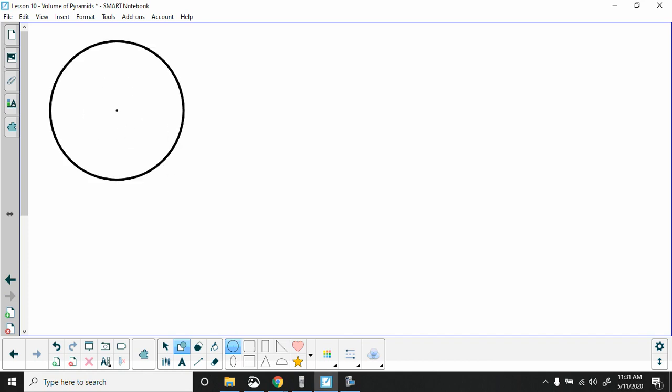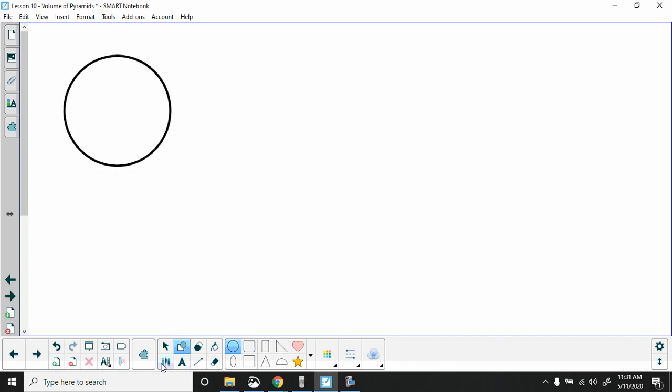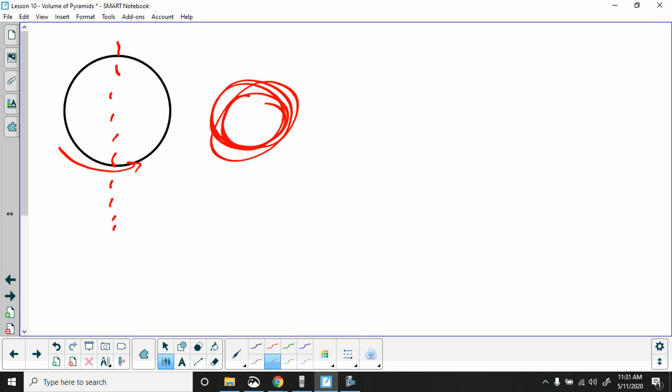Let's say we had a circle, and if I were to spin it really fast, sorry, that was my phone. Anyway, if we were to spin this circle around this axis really fast, what shape would we get? That's right, a sphere.